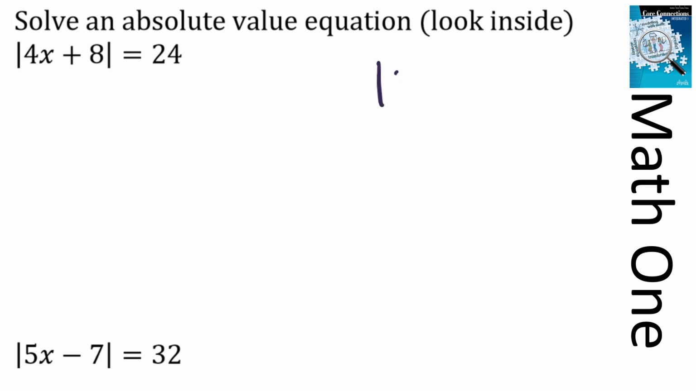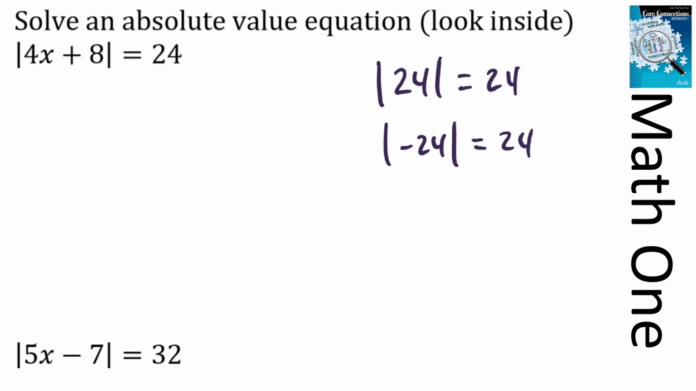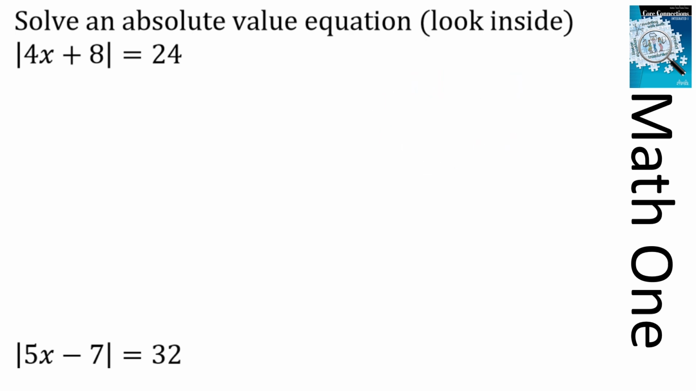So the 4x plus 8 is either positive 24 or negative 24, because remember, if I take the absolute value of 24, I get 24. And if I take the absolute value of negative 24, I also get 24. So those two values are what the thing inside has to be, 4x plus 8. So if I use this method, this allows me to eliminate the absolute value part and just write two equations that are equivalent to it.